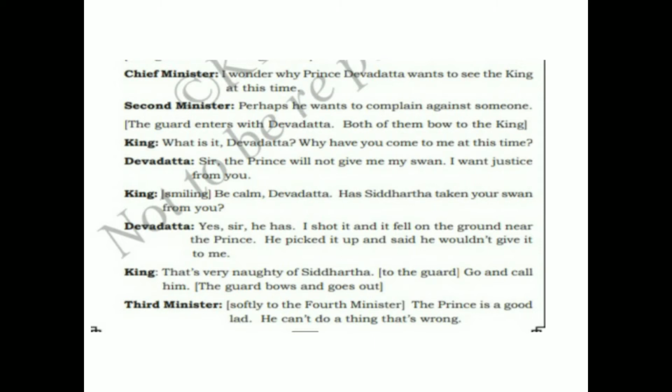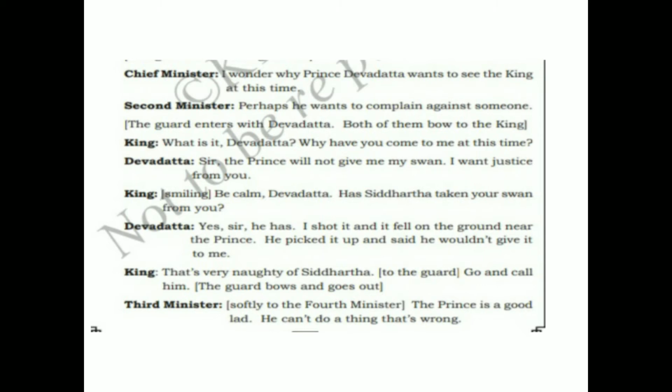Why have you come to meet me? What is it? Devadatta answers, Sir, the prince will not give me my swan. I want justice from you. Devadatta is telling the king. Who is the prince? Siddhartha is the prince of Kapilavastu. So the prince will not give me the swan. I want justice from you. You ask the prince and give me justice.